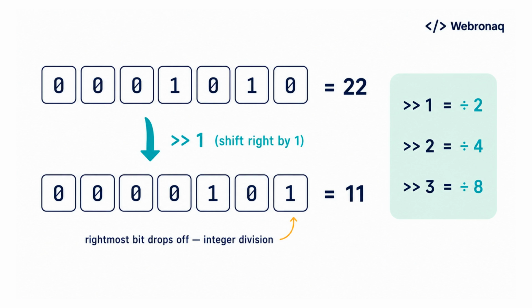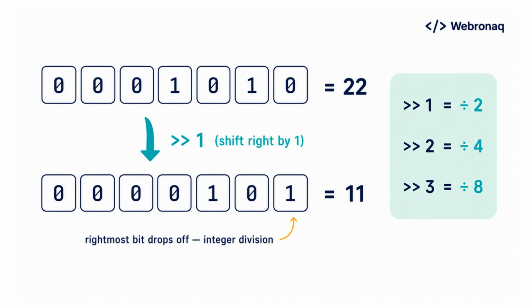22 becomes 11. Shift right by 2, you divide by 4. Shift right by 3, you divide by 8. Same pattern, opposite direction. But there's one detail worth noticing. When you shift right, whatever bit falls off the edge is gone forever. So if you take the number 5, which is 00000101, and you shift it right by 1, you get 00000010, which is 2. Not 2.5, just 2. The fractional part disappears with the bit that fell off.